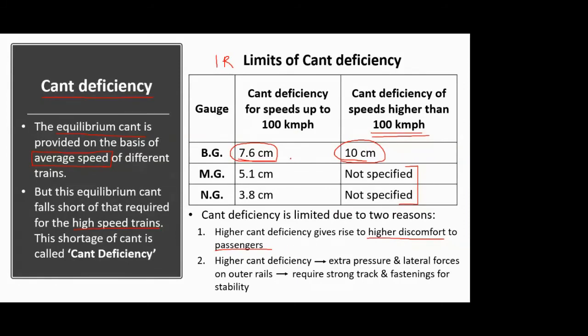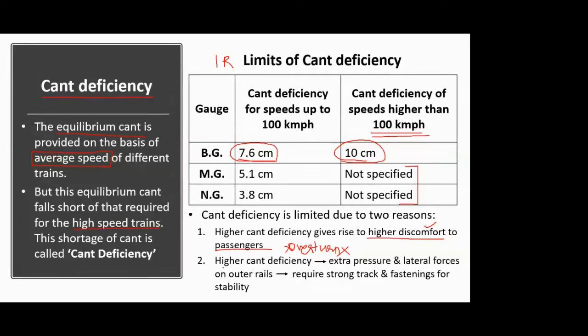Also, if we don't keep this limit, there are chances of overturning. If I tell you to choose between the two, that you prefer your train to overturn or to give discomfort to passengers, obviously you will choose discomfort. That's why we don't keep the deficiency as high as 25 centimeters, because that will result in overturning, and we don't want it. So we keep some value of Cant deficiency that will cause minimum discomfort.